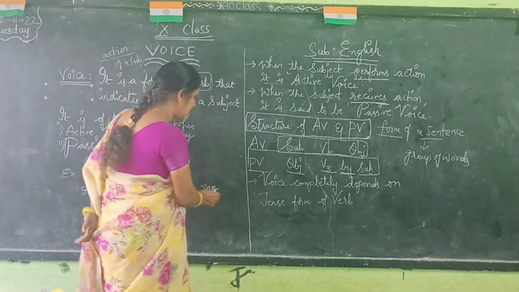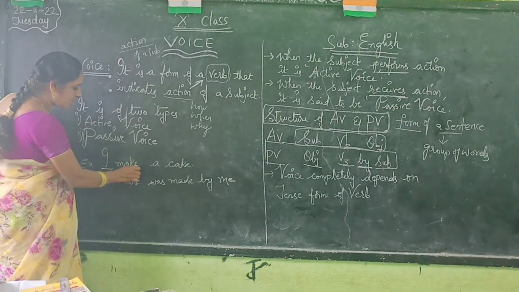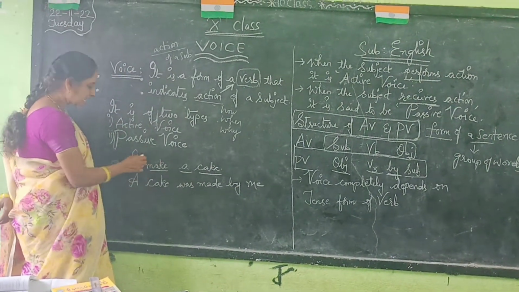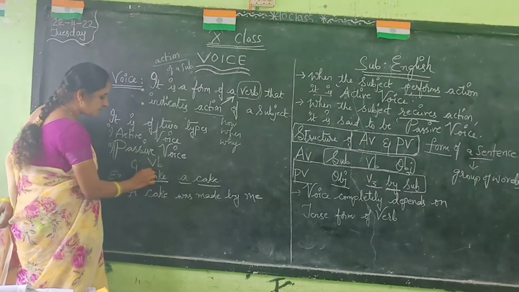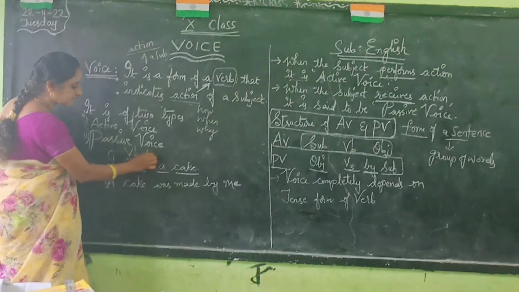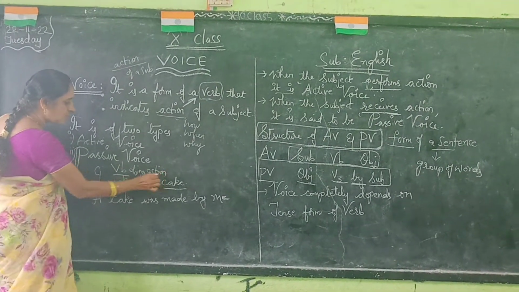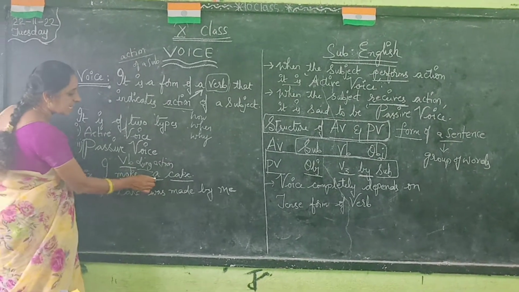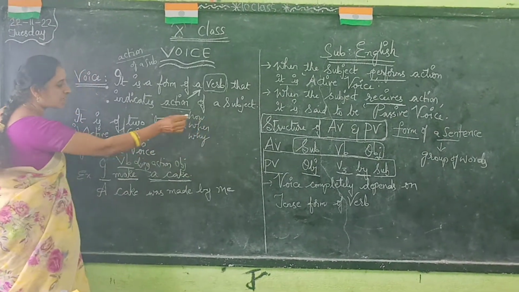For that I will tell 2 examples. Here, I make a cake. Here what is the subject? I is the subject. And what is make? Verb. Make is an action, one type of action. So action words are all verbs. I make a cake. What is a cake? Object. So what is the structure of active voice? Subject, verb, object.